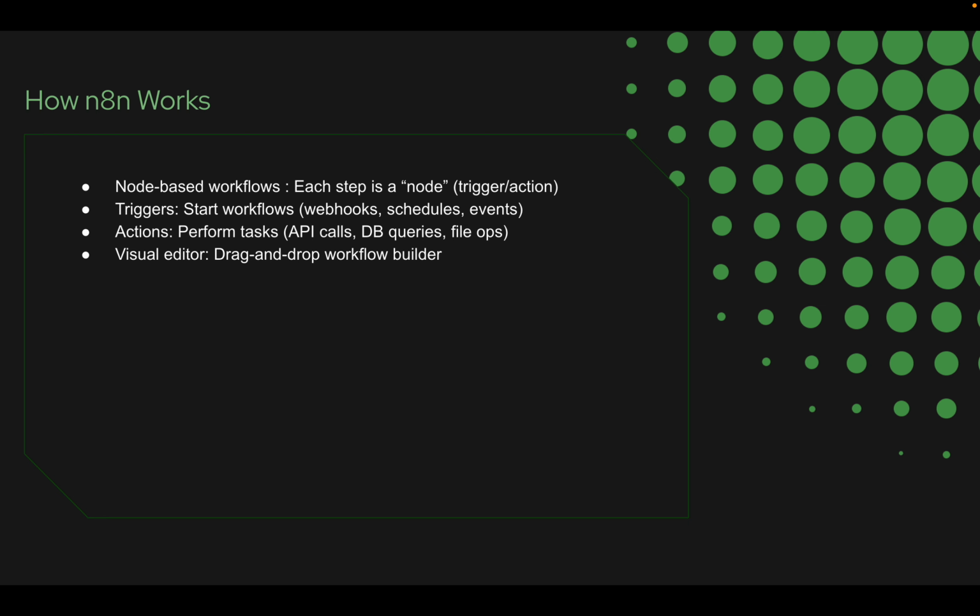In that case, the scheduled job is the trigger. The action is something like saving or backing up the database into some S3 bucket, right? So I can execute some scheduled workflows like that. The actions include different actions like API calls, DB queries and file operations, and it also provides a visual editor. Just drag and drop, and we will easily be able to build the workflows. So that is the basics about n8n.